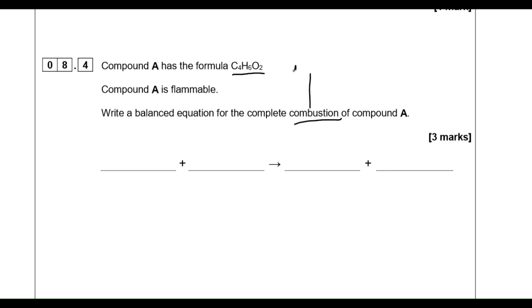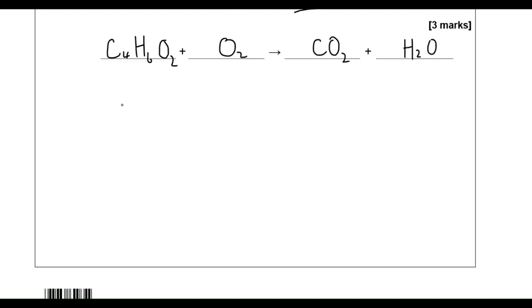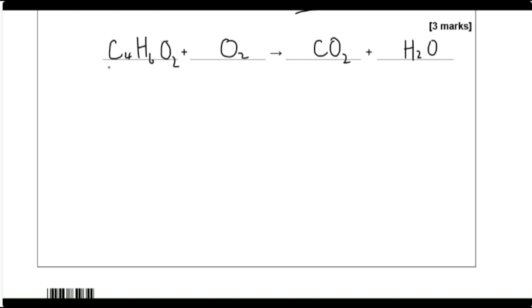If it's combustion, then it must be combining with oxygen. Looking at the formula of compound A, there's only carbon, hydrogen, and oxygen. So the products can only be carbon dioxide and water. We know at normal conditions, oxygen is O2. So we can write in the compound A formula and O2, and then followed by CO2 and H2O. I would urge you to use a pencil for this because you are going to be writing numbers in and then rubbing them out again when they don't fit.